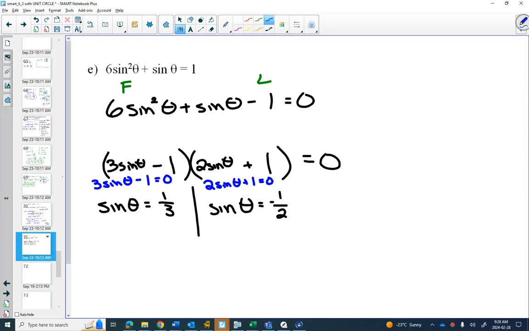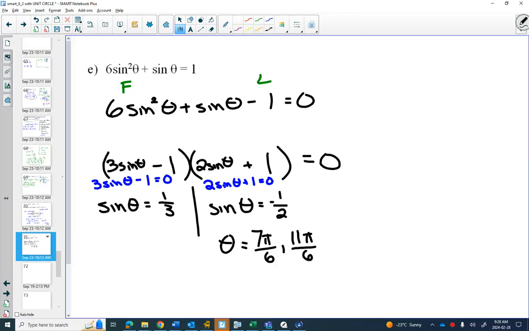Are any of these on your pie plate for a y value? A half is, but a third isn't. So with the half, we can do this without a calculator. I know that's part of my pi over 6 family, and since it's negative, sine is negative in quadrant 3 and quadrant 4. So that side I can answer without my calculator.